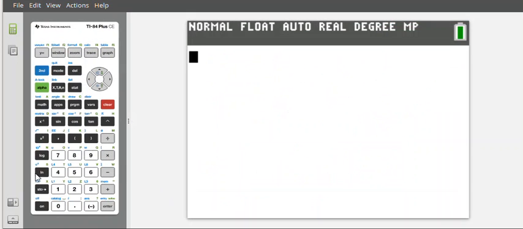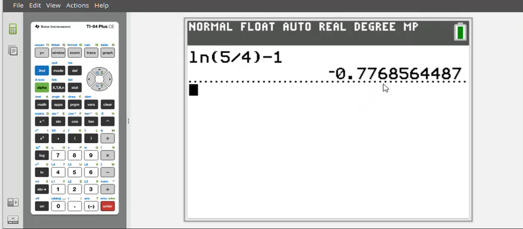Okay, I'm going to type in natural log. Don't use log. That's going to give you the wrong decimal approximation. Natural log of 5/4. Close the parentheses because we're done with the logarithm. This is the quantity you're taking the logarithm of. We're going to subtract 1. Okay, and then here's our decimal approximation.